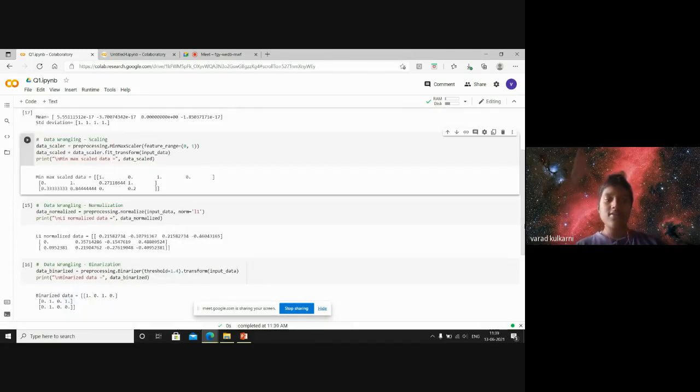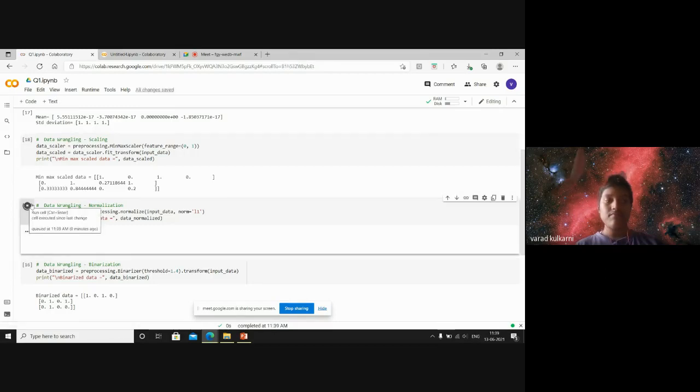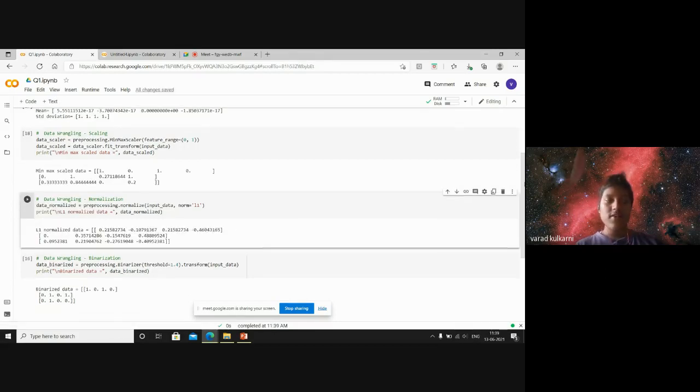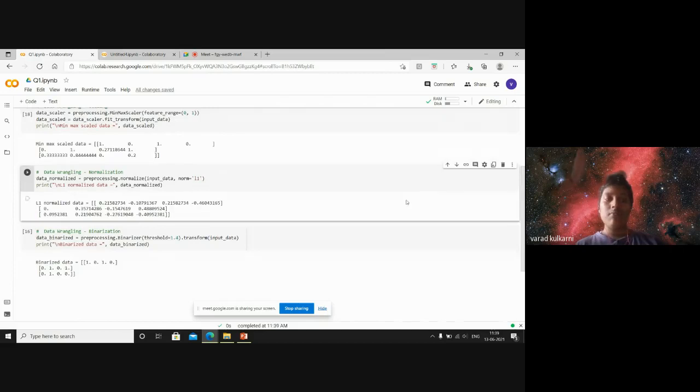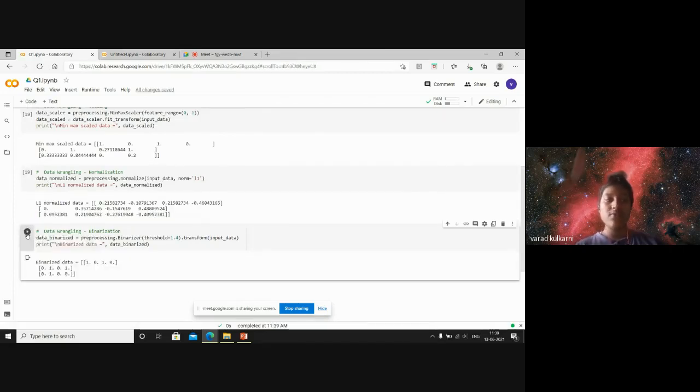The next step, that is the normalization process in data wrangling, is carried out over here when the print normalized data function is carried on. In the next step, that is data wrangling binarization, binarized data, which is being processed on the basis of the input array, is processed over here.